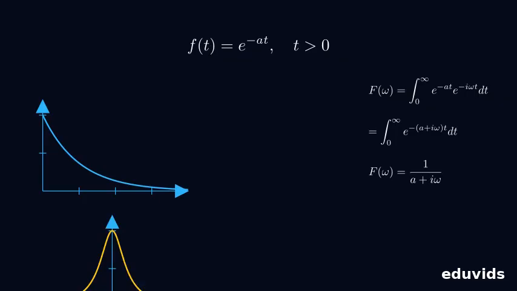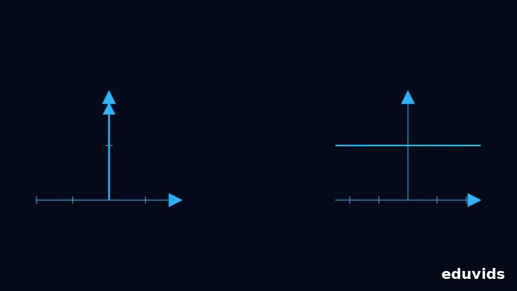The magnitude of the spectrum is a over a squared plus omega squared, showing a peak at low frequencies that rolls off smoothly. Next we examine the Dirac delta, a spike at time 0 that has area 1. Its transform is constant 1 for all frequencies. This illustrates the duality that a single point in time spreads uniformly across frequency.